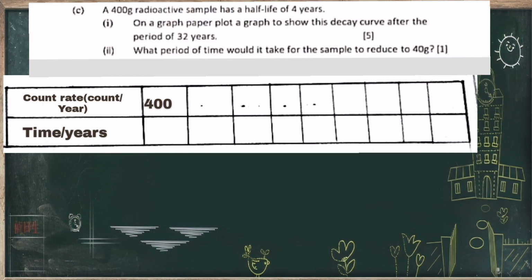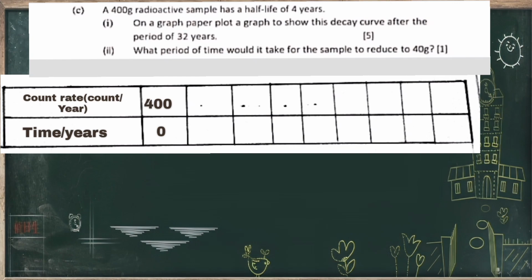Time here is measured in years. I'm going to start with the original mass, which is 400 grams. Then the time is going to be 0, because for something to decay, it needs to start from 0. In this question, they are saying a 400 grams radioactive sample has a half-life of 4 years. So when you find the half of 400 grams, the half-life is going to be what?